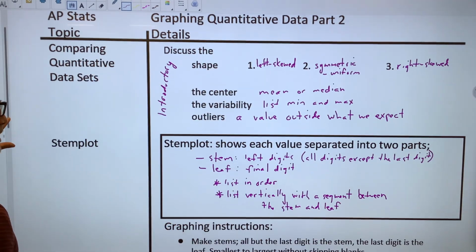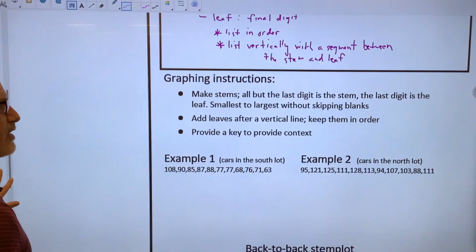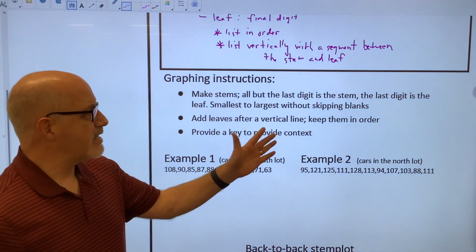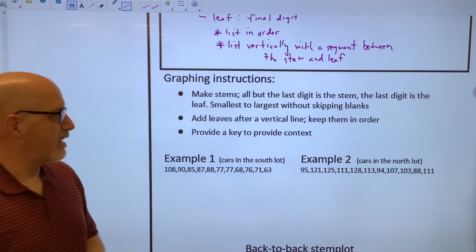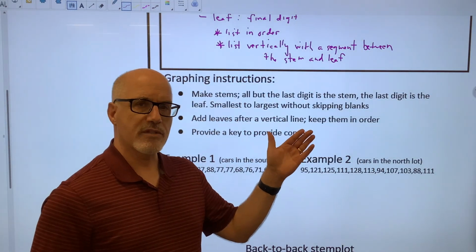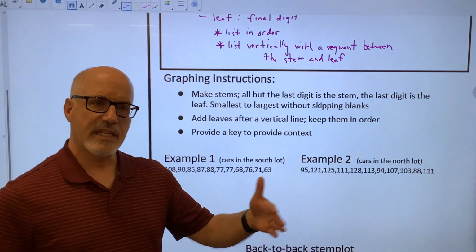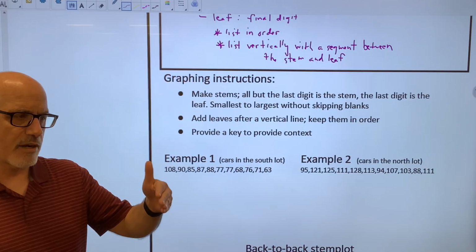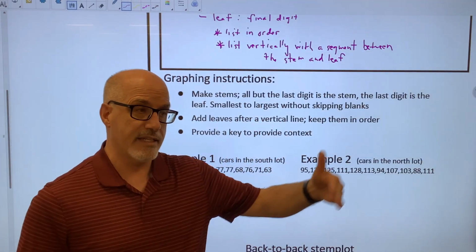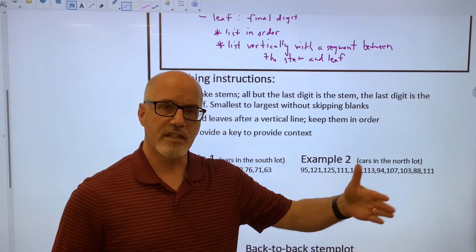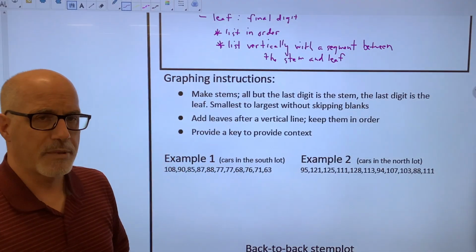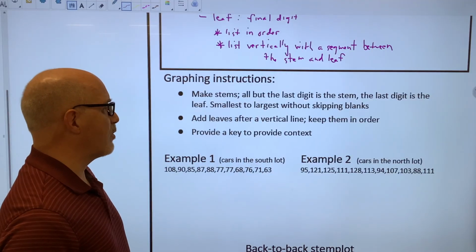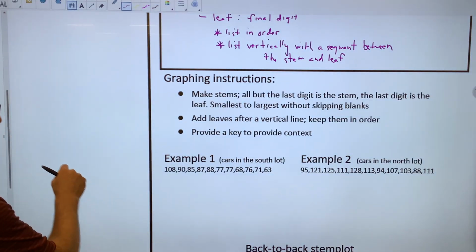Okay, so as we look at this, let's look at some specific directions for this. You're going to make the stems first. All but the last digit is the stem, the last digit is the leaf. So smallest to largest without skipping blanks. If you do have a missing interval number, you still list it as part of the stem. So if you got numbers in the 60s, 70s, but there's no 80s and then 90s and 100, you go ahead and list that missing one as well. It just will be with no leaves on it. Add leaves after the vertical line, keep them in order, and provide a key to provide context.